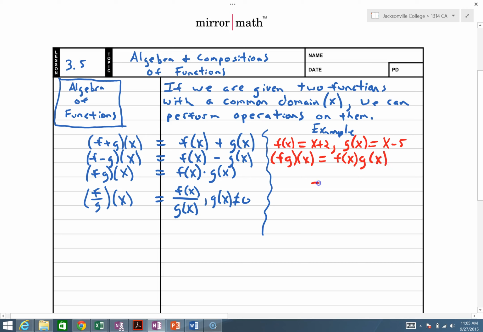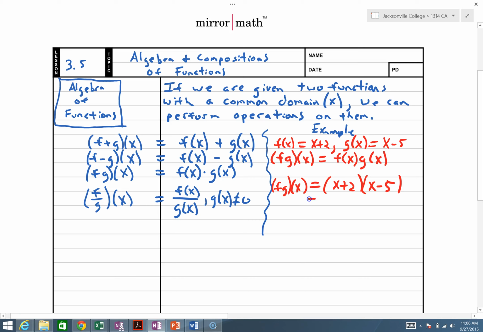Alright, well, what is f of x? F of x is x plus 2. In place of f of x, I have substituted x plus 2. What's g of x? It's x minus 5. Alright, so f times g is just like you would expect. It's just this one times this one.